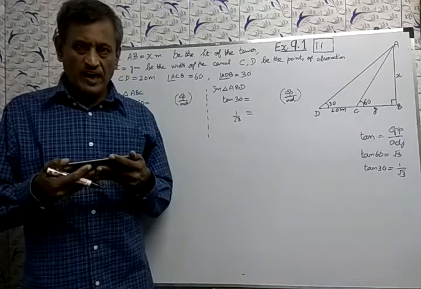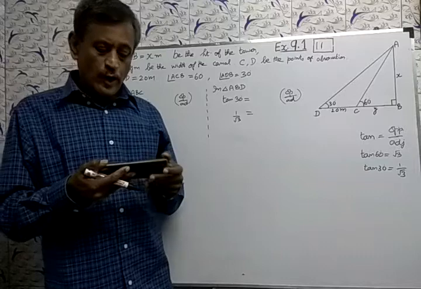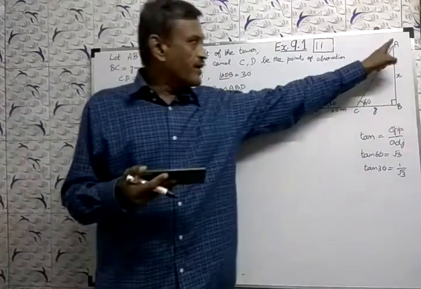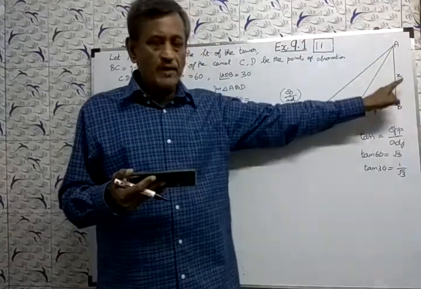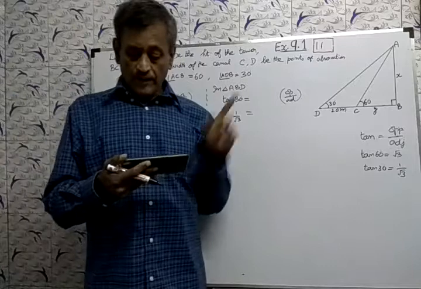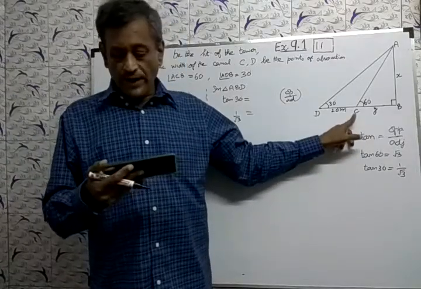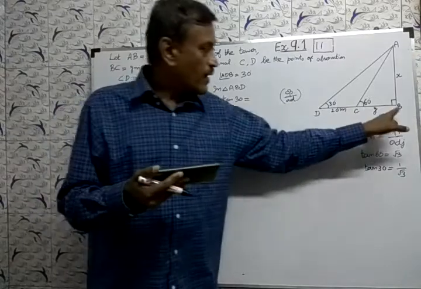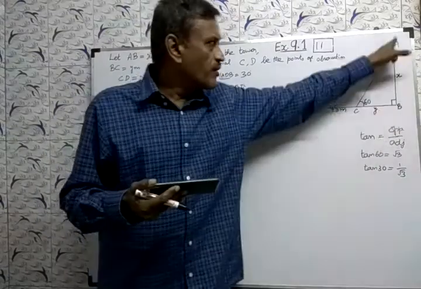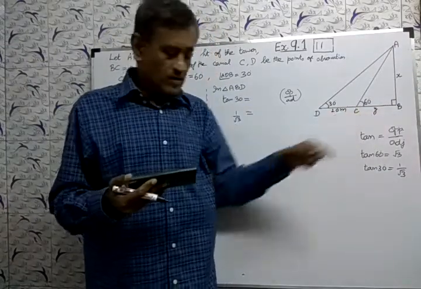Exercise 9.1, question number 11. A TV tower stands vertically on a bank of a canal. AB is the TV tower and BC is the canal.